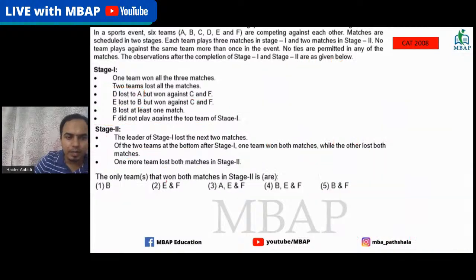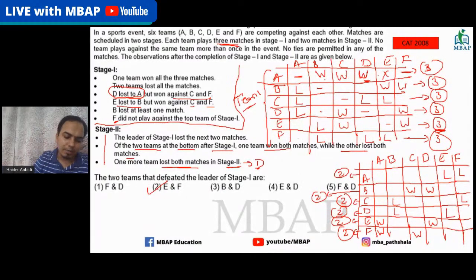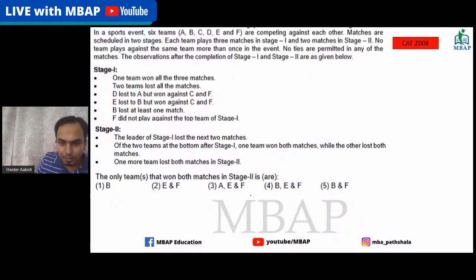Perfect. I'll go ahead. Now the team or teams that won both matches in stage 2. You see that it is B which has won both the matches in stage 2, and B, E, and F, by the way. Yes, B, E, and F are the teams which have won both the matches of stage 2.